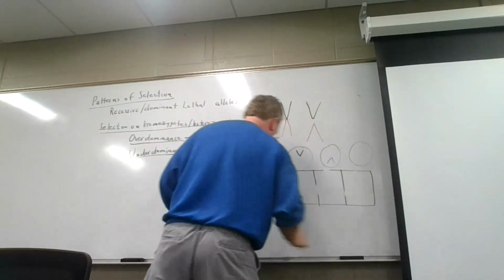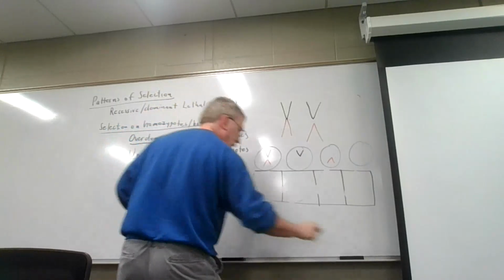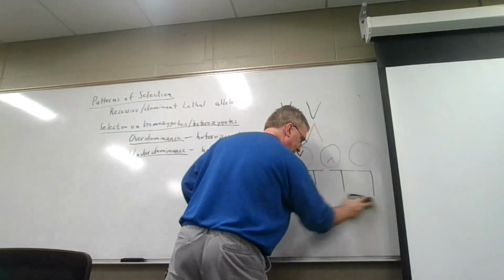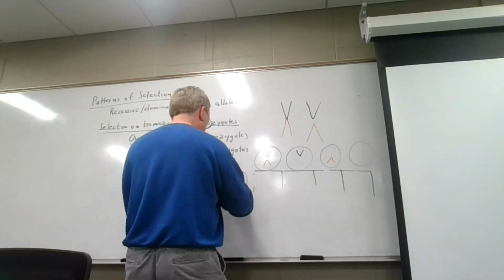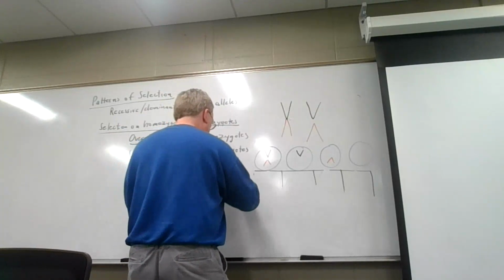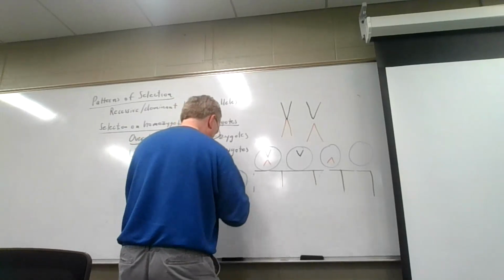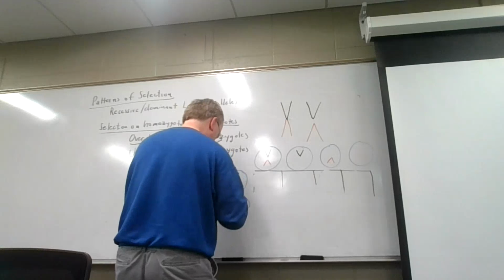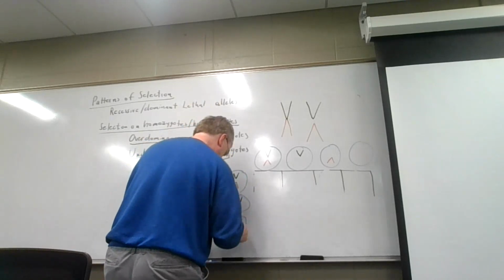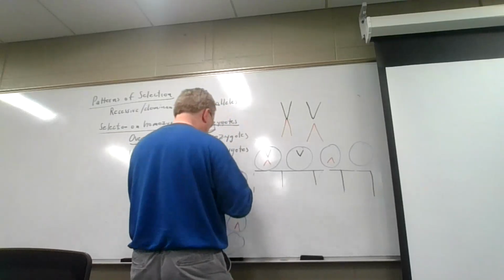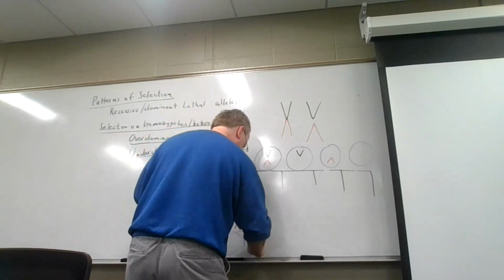How about, however, if they mate with another individual with compound chromosomes? So they mate with another individual who has gametes that look like this, gametes that look like this, gametes that look like this, and gametes that look like that. Do any of them end up being viable?